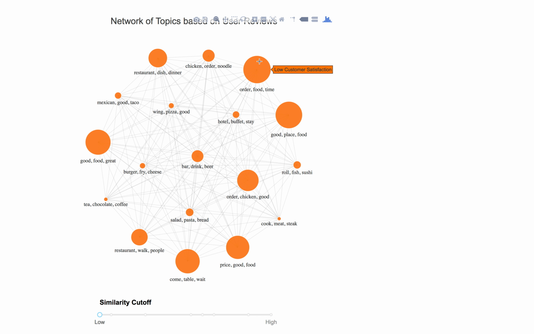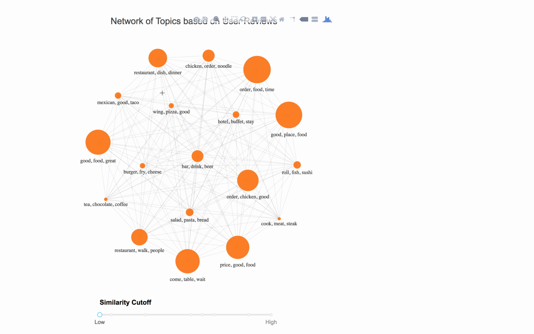Also, you can see that each topic is differently sized, and that is because the size is proportional to the prevalence of each topic in the corpus. For example, this bubble looks like the biggest, or one of the biggest. That is because most of the people who write reviews on Yelp talk about low customer satisfaction.